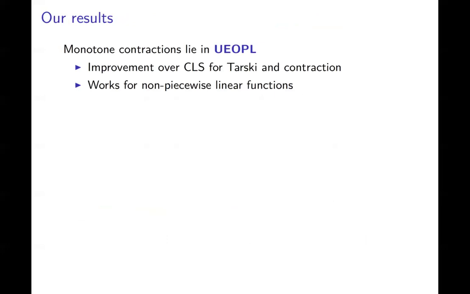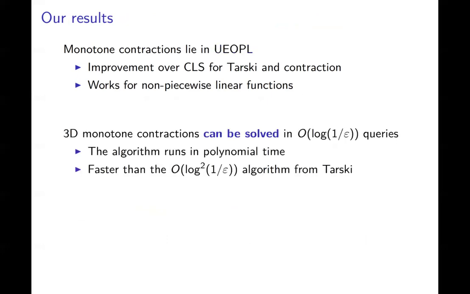So first we show a complexity-related result that states that monotone contractions lie in the class UEOPL. This is an improvement on the CLS containment that we discussed previously for Tarski and contraction, and also works for non-piecewise linear functions, while the previous restriction was only for piecewise linear functions. Now, for the three-dimensional case of the monotone contraction problem, we show that we can solve it in a logarithmic number of queries, and the algorithm runs in polynomial time, which is faster than the log squared algorithm that was previously known for Tarski.